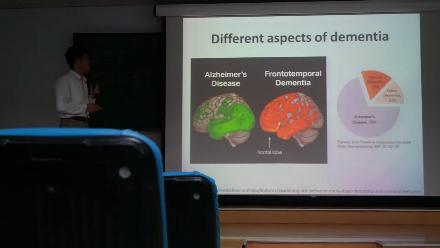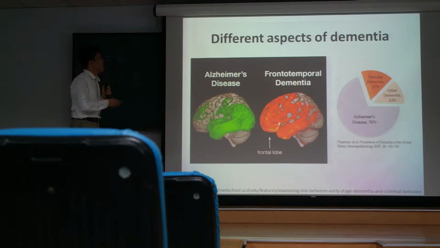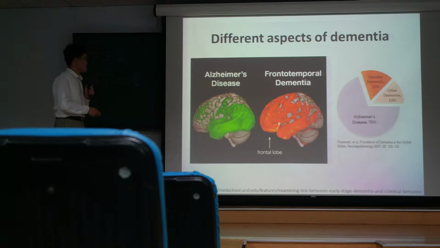What is frontotemporal dementia? Many kinds of dementia can be categorized into three categories: Alzheimer's disease, vascular dementia, and other dementia. And frontotemporal dementia is in this 13%. And as in this picture, you can see that the pathological areas of frontotemporal dementia are mainly at the frontal and temporal lobes, which is different from Alzheimer's disease.